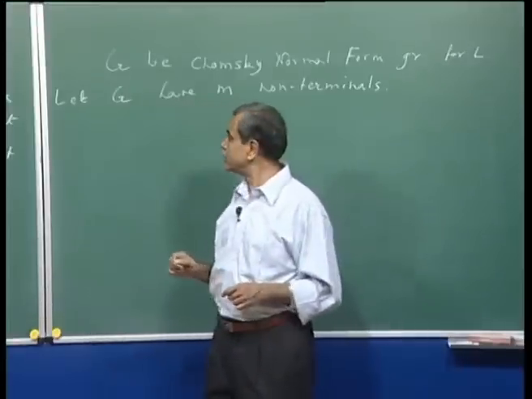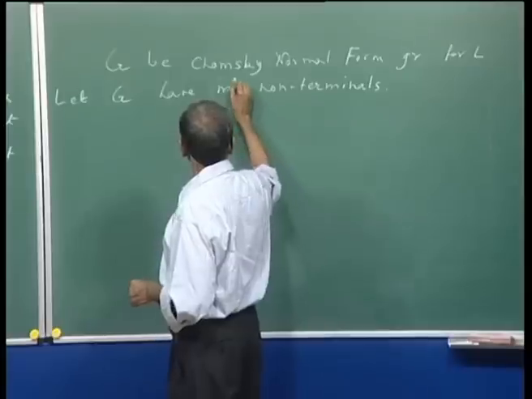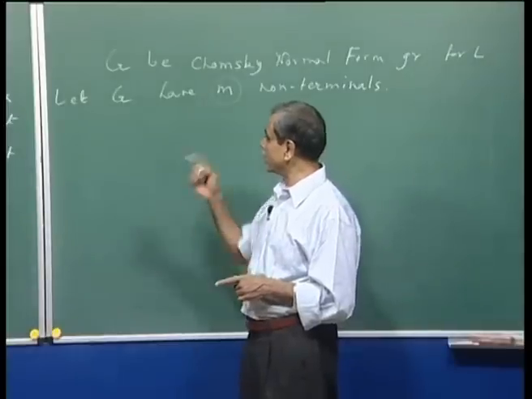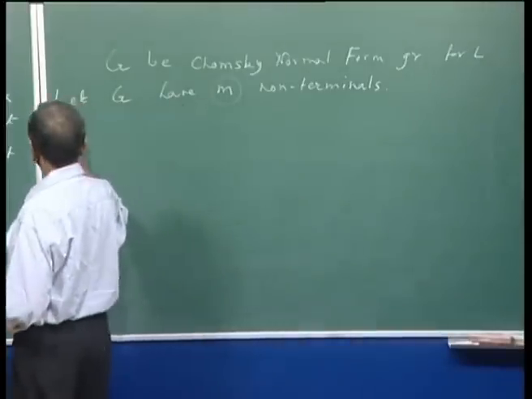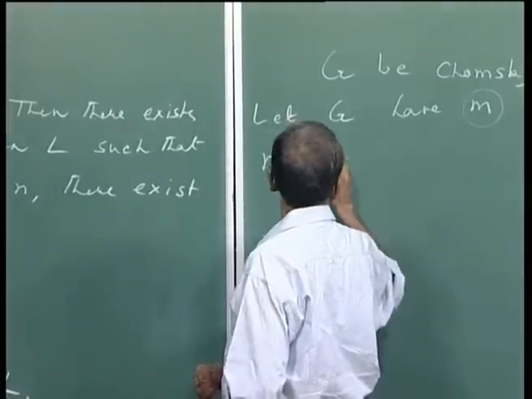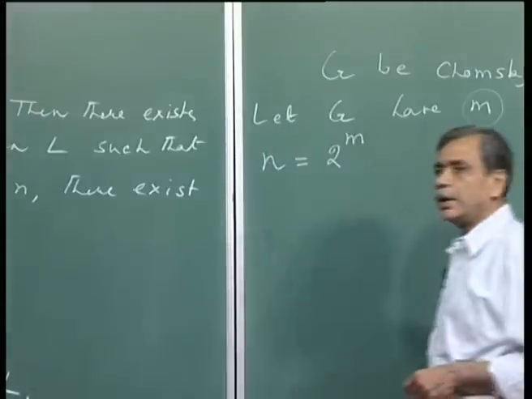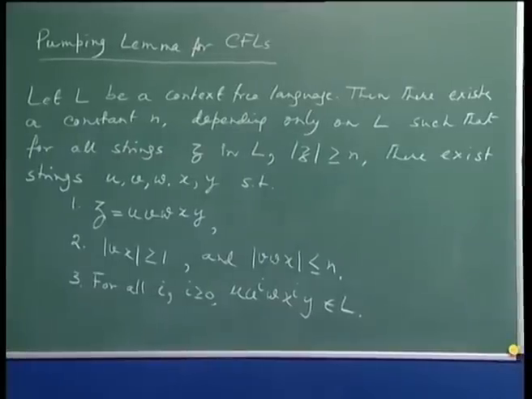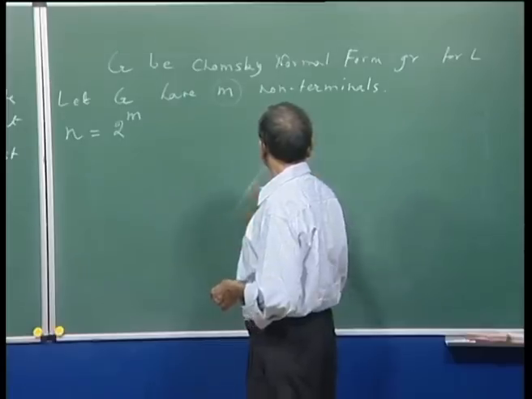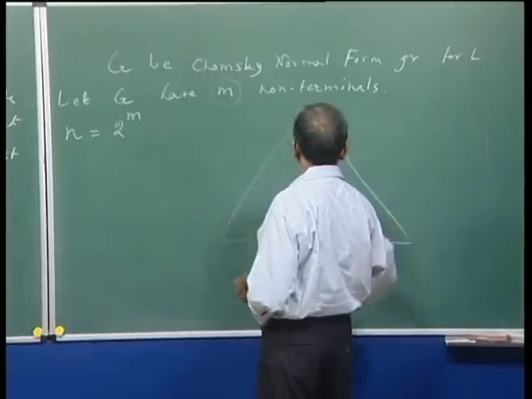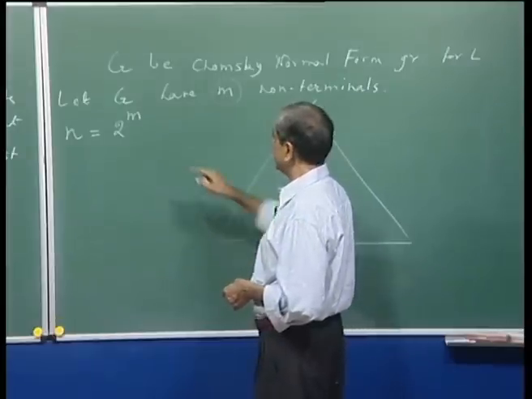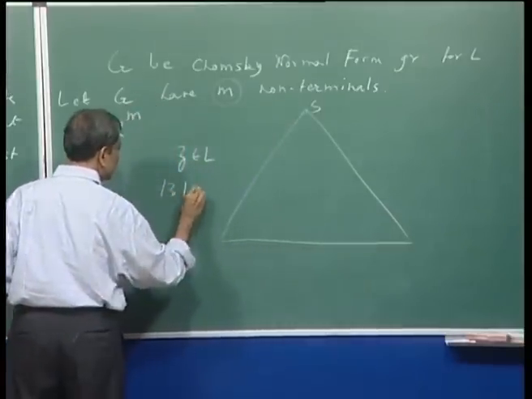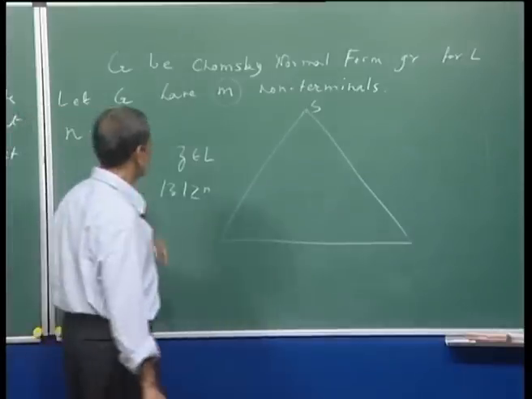Next, using this value of m, which is the number of non-terminals of the Chomsky normal form grammar G of the language L, we defined the pumping lemma constant. We said, let n be 2 to the power m. Then we said, consider any string z in the language whose length is greater than or equal to n. We considered the derivation tree for such a string z. Remember, n is 2 to the power m.